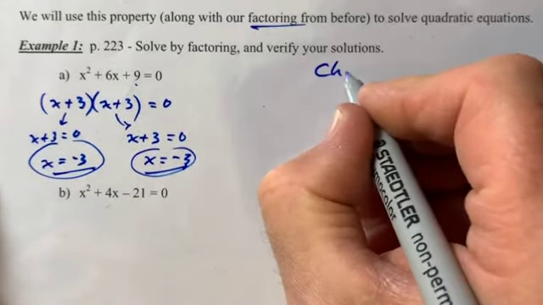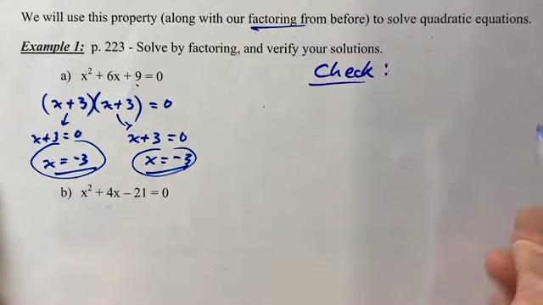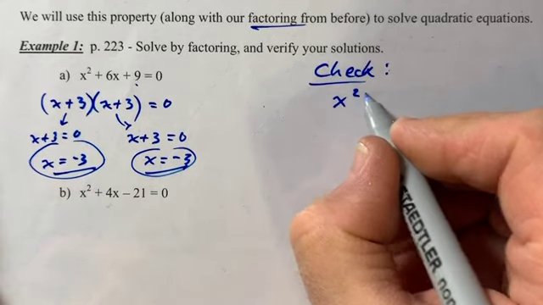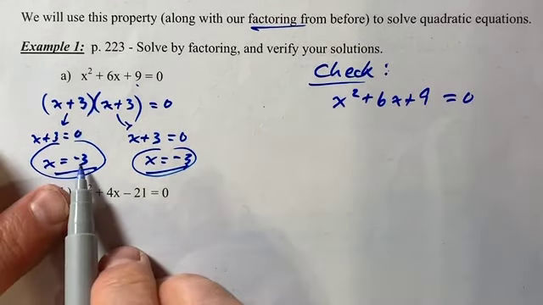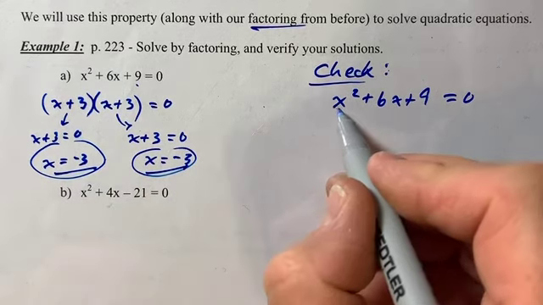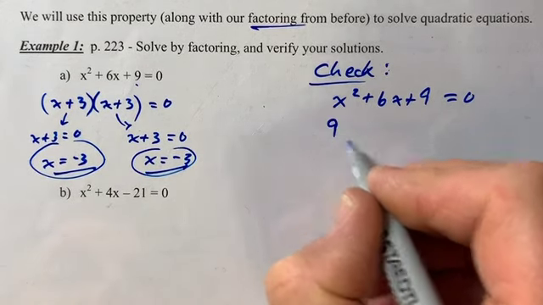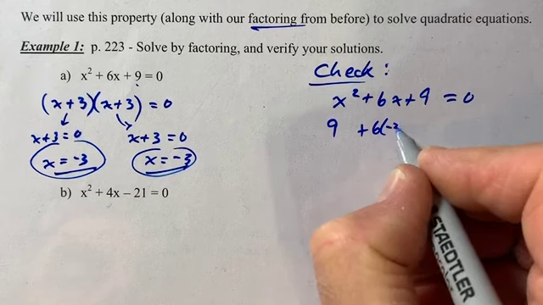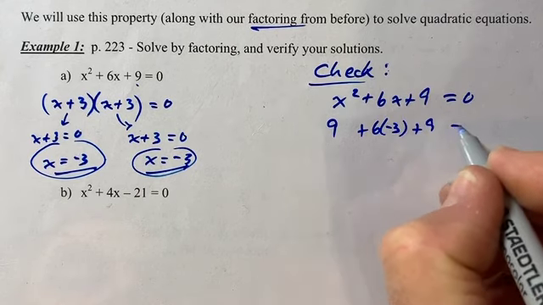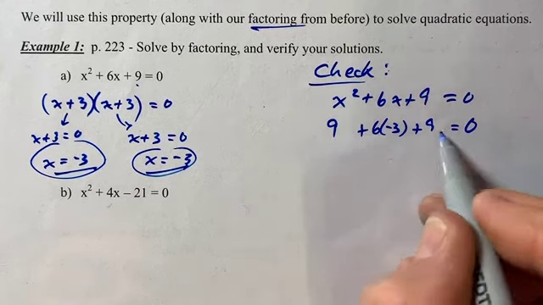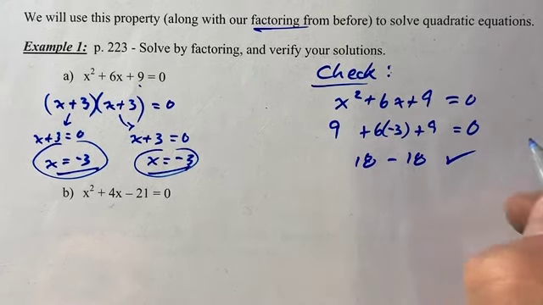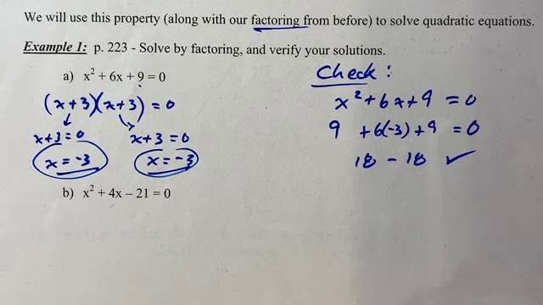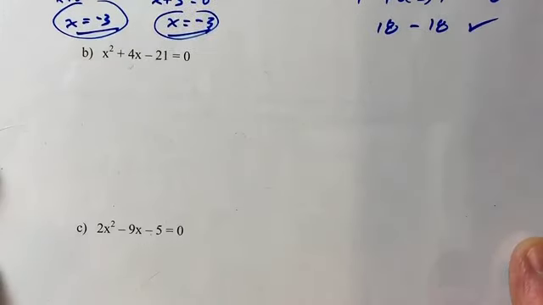Okay, so I'm going to do a check. Remember, here's how I do a check. I write out the equation, x squared plus 6x plus 9 equal to 0. I'm going to take my answer, which is negative 3. So negative 3 squared, 9, plus 6 times negative 3, plus 9 is equal to 0. Hang on, this is 18 minus 18. Yeah, that does make a 0. It does work.